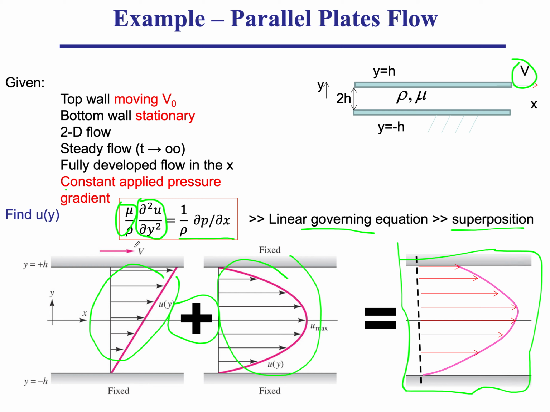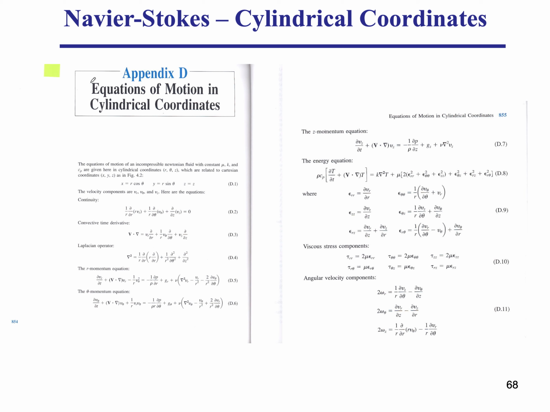And why we used all those assumptions is because one, it's easier to solve linear partial differential equations, but also we can apply the superposition principle too. And this is a partial differential equation property. And that's about it for Cartesian coordinates.